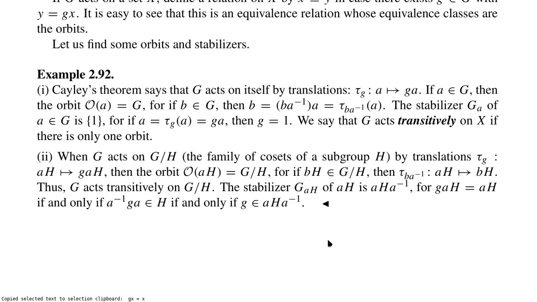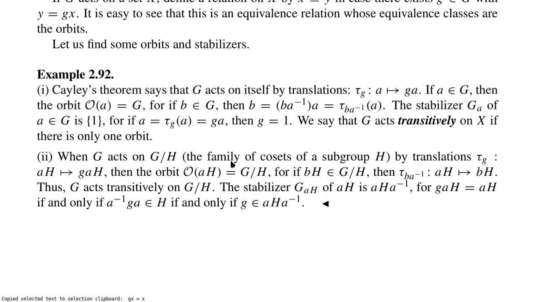Then if you look at G acting on the family of cosets of a subgroup H by translations, what you're going to do is take a coset AH and map it onto GAH, right? And so if you look at the orbit of this coset, you're going to be left with the whole family of cosets, right?